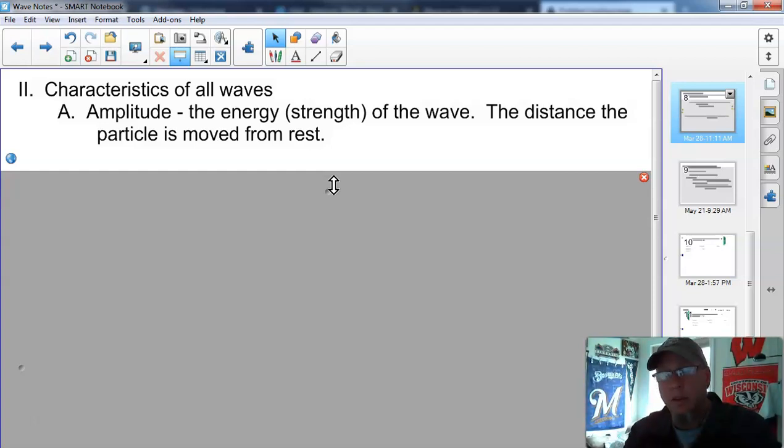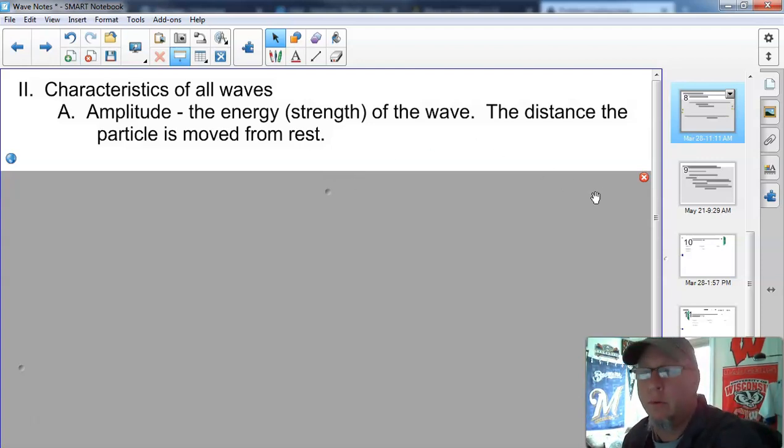The important part is, remember, it always returns back to its position. It's the energy that moves in a wave, not the particles. The particles moving up and down is simply the vibration. So the energy that gets carried along, though, is what we're talking about when we're talking about amplitude. The particles go back to their normal resting spot.